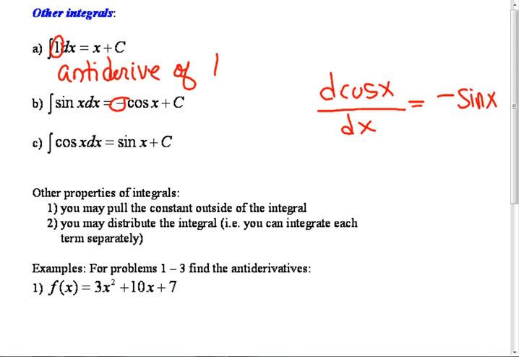But the antiderivative of cosine is sine. Because what's the derivative of sine of x? It's cosine of x. So those are the big ones you know. And actually, I really could have added another one in here. What is the antiderivative of e to the x? It's what? It's e to the x. So there's only so many you know.